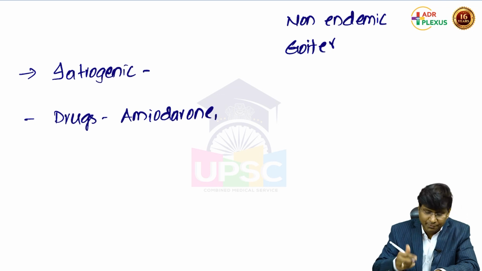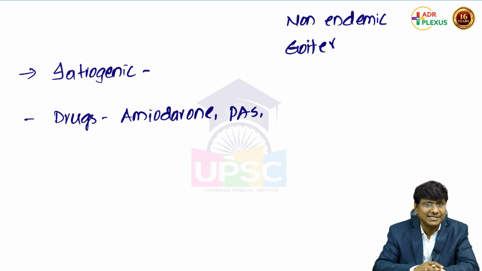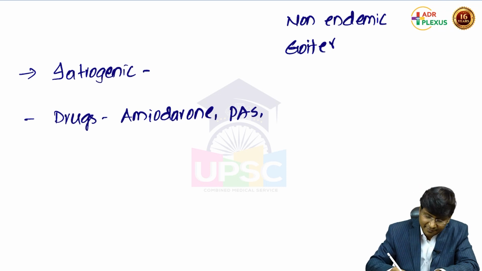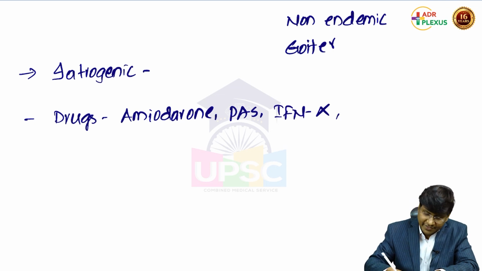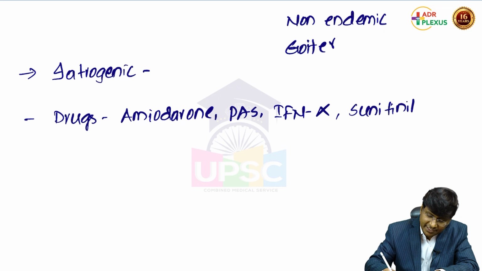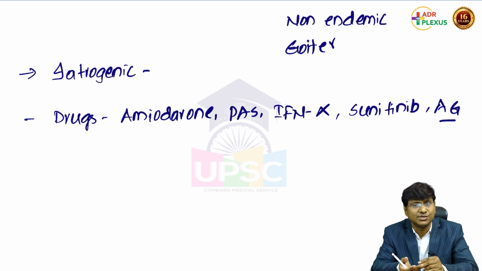Right, and the next important molecule is para-aminosalicylic acid. Then we have interferon alpha, which is used in the treatment of viruses. Then we have sunitinib, which is used in the treatment of renal cell carcinoma. And then aminoglutethimide, which we once used for Cushing's syndrome. These are all the drugs that will be causing hypothyroidism.